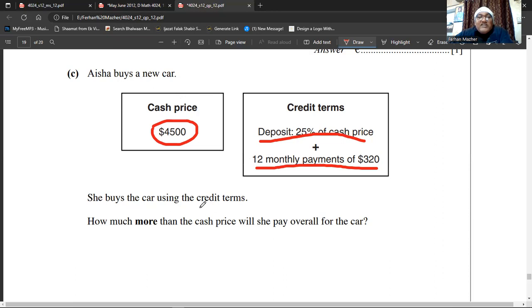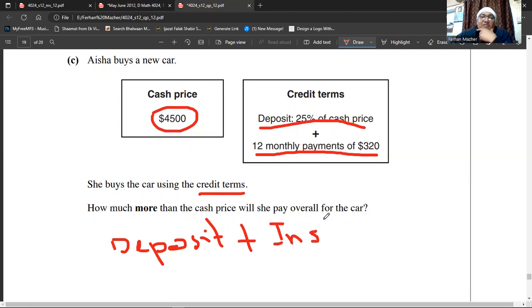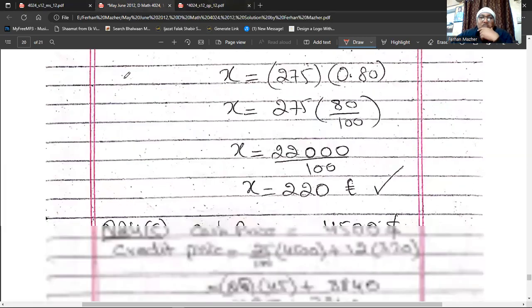So she buys the car using the credit terms. How much more than the cash price will she have to pay? Whenever you buy on credit, there are two things you pay. One is the deposit, so you deposit some amount, and plus you pay the installments. You add them up, and that will be the total money you have to pay: the installment money and the deposit money. Very simple. Let me show you its actual solution.